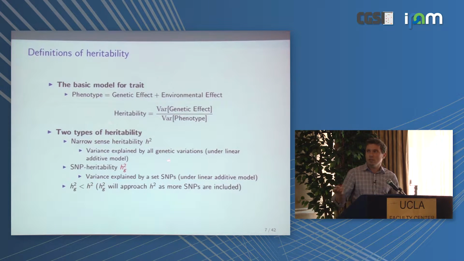So note that these two quantities are different, and more so, after we sequence everyone, the SNP heritability will get closer and closer to the total narrow sense heritability. But by definition, because the number of SNPs that we're looking at is much smaller than the total variation in the genome, this number is bound to be smaller than the total narrow sense heritability. Okay? So how do we go about estimating these?